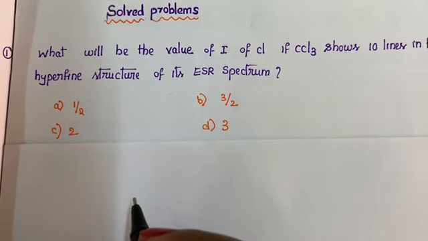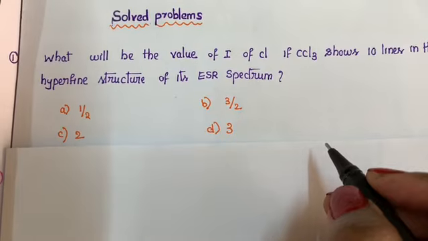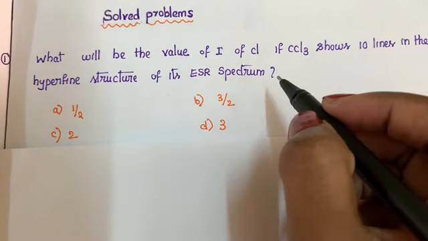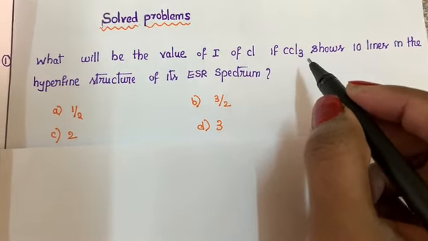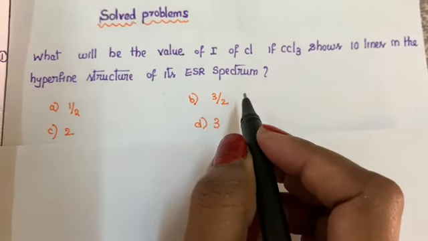Good morning to all. So today I will be discussing a few important questions from ESR spectroscopy. Here is the first question: what will be the value of I of chlorine if CCl3 shows 10 lines in the hyperfine structure of its ESR spectrum?